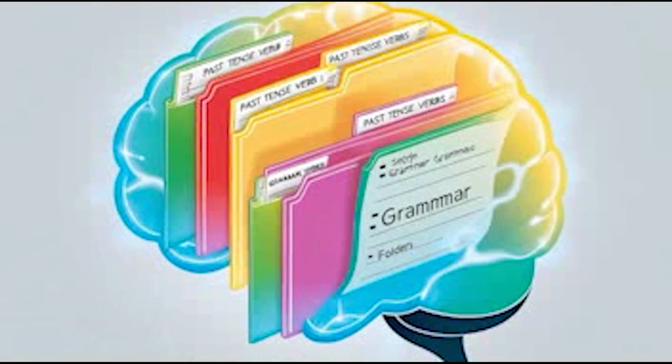Now that we see cognitivism's focus, let's break down how it actually works. The brain isn't just reacting, it's processing. Cognitivism gives us three big ideas. One, mental schemas. Think folders in the brain. New information gets sorted, like piling past tense verbs with noun grammar.